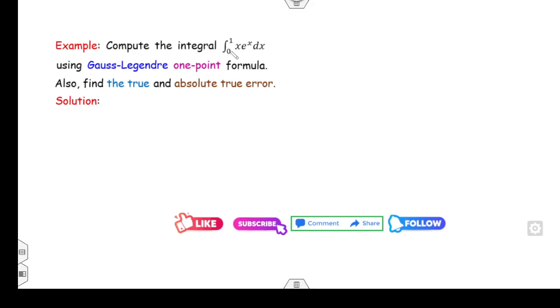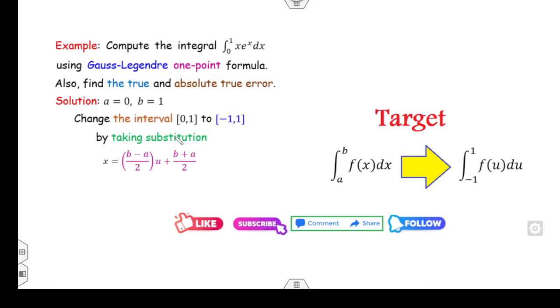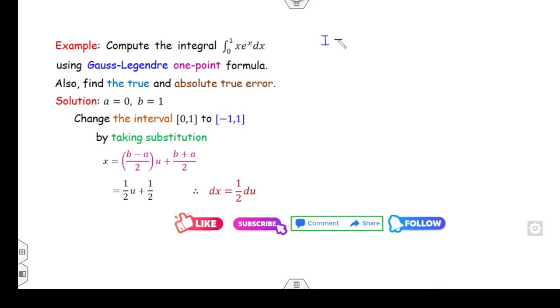Compute the integral from 0 to 1 of x into e to the x, and then find the error part also. So again, our target is to firstly change the limits using the substitution (b minus a) over 2. x is half of u plus half. Therefore, dx will be half of du. You can substitute the value. Limits are from minus 1 to plus 1. x is my (u plus 1) over 2, e raised to power (u plus 1) over 2 into half of du.